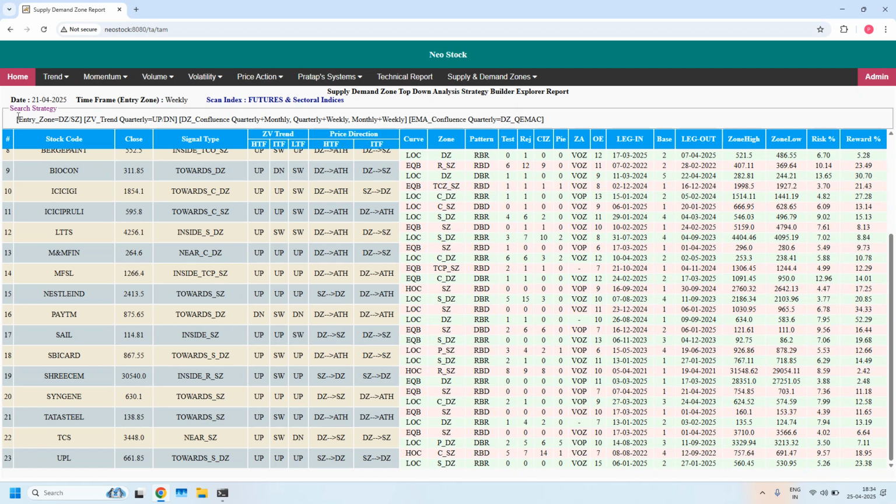If you have any confusion, always look into the search filter, so that you understand how we searched this list. See, demand zone confluence, we looked for quarterly, monthly, quarterly, weekly and monthly, weekly. That means weekly, monthly and quarterly, all 3 should overlap with each other. At the same time, the EMA confluence on quarterly, we are checking quarterly demand zone with quarterly EMA confluence.